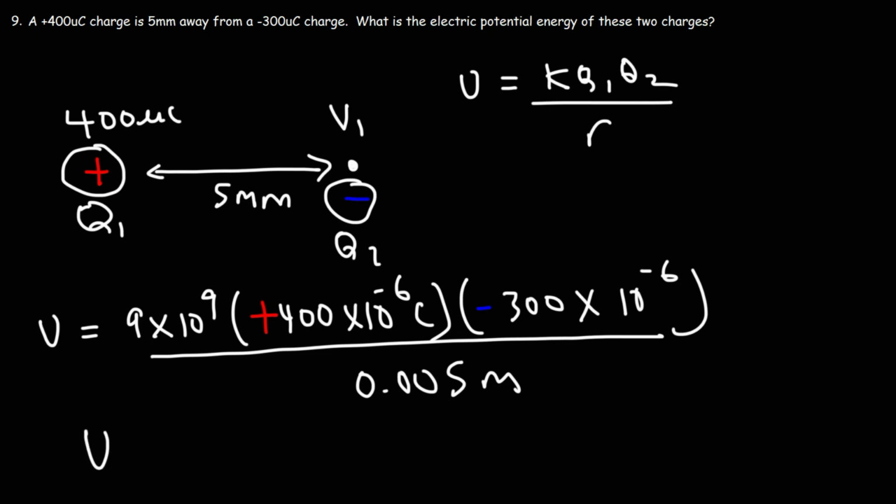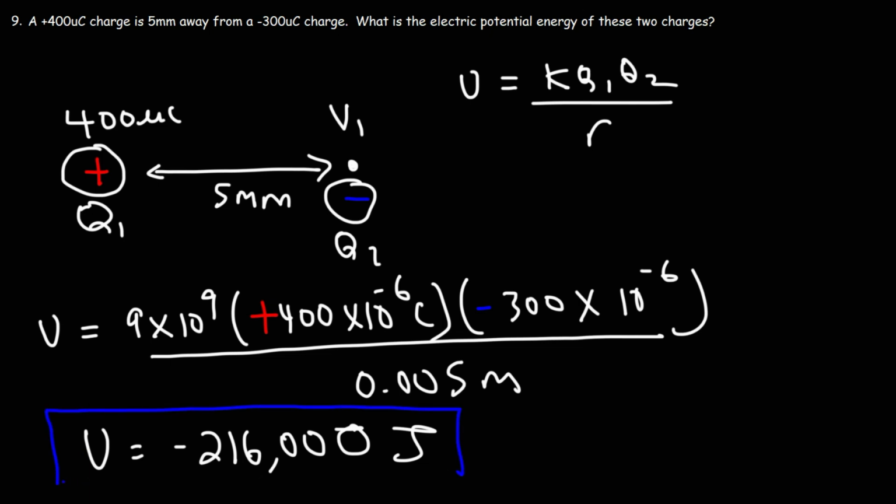So the answer that I got is negative 216,000 joules. So that is the electric potential energy of this system.